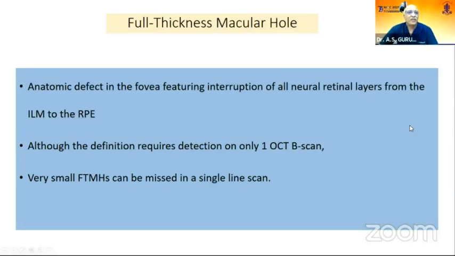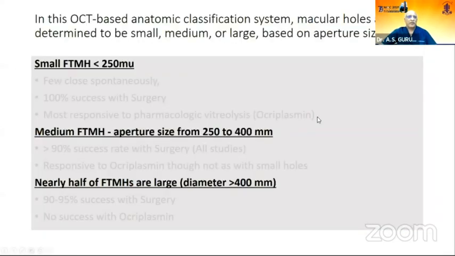And then full thickness macular hole is something which is an undoubted defect, which was very well shown by Dr. Manjula, featuring interruption of all neural retinal layers from the ILM to the RPE. Although the definition requires detection of only one scan, this can be missed easily, and very small holes especially can be missed in a single scan, and therefore we need to see multiple sets of scans in order to diagnose a macular hole. So the classification is small FTMH less than 250 microns.